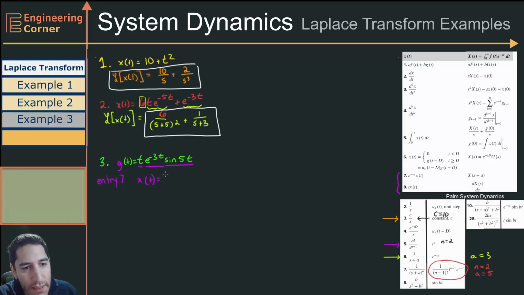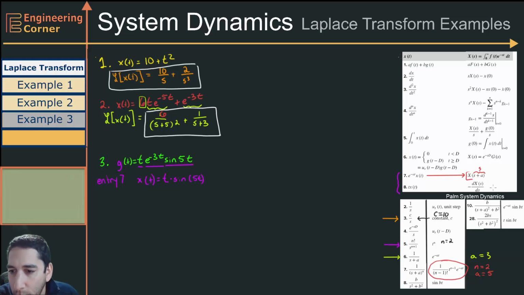So this is going to be t times the sine of 5t. And this is the entry we're going to look for in the table. But first, what is this actually telling us? Okay, it's saying right here, we're going to take the Laplace transform of my function, but instead of using s right here, s is going to be equal to s plus a.